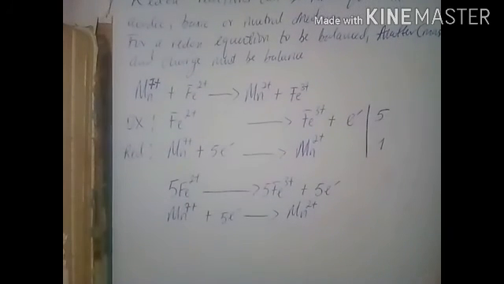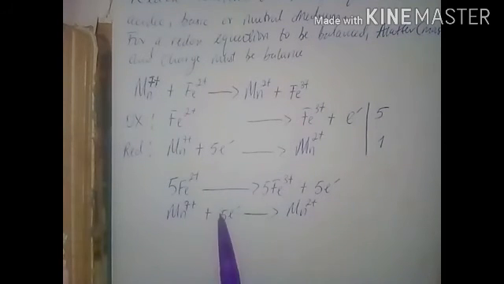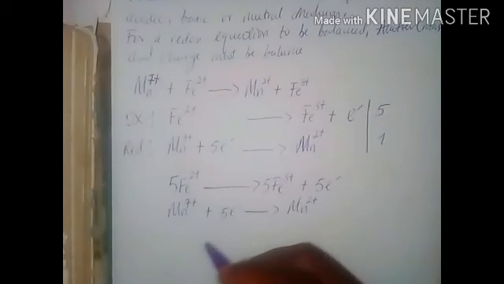Now there is an observation we can make from this. We can see that the number of electrons must occur on both sides of the two halves, so that when we add the two equations together, the electrons will cancel out. When you look at it, you see that there are 5 electrons on the left hand side and 5 electrons on the right hand side. And so if we add these two equations, we are going to have something of this nature.